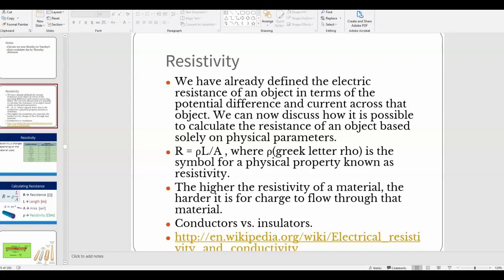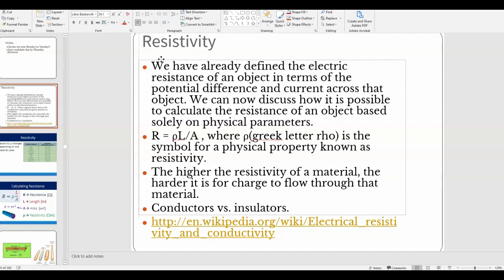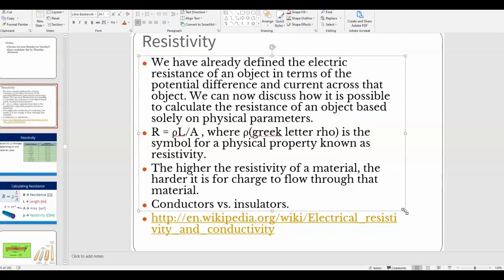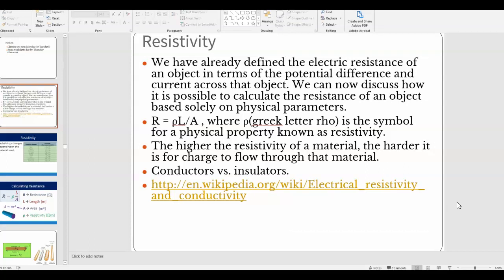Okay, so the last little bit we're going to talk about in topic 5.2 is about the concept of resistivity. Now, resistivity is not to be confused with resistance. The two words are related to each other, but they're not the same thing. We've already seen in the past the definition of electric resistance, which is defined as the ratio of the voltage across an object to the current through that object.